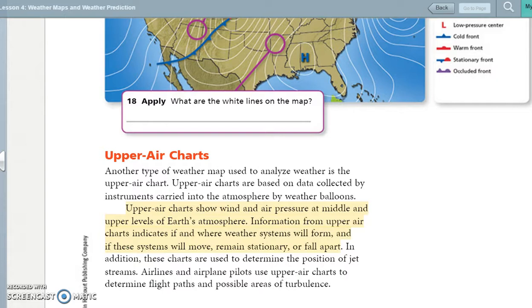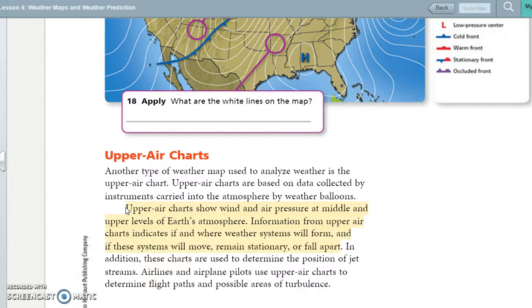All right, down at the bottom of the page, it talks a little bit about upper air charts. I think I mentioned in the last screencast that it was important not only for us to gather information at the ground level, but that we also needed to gather information further up in the atmosphere. There's several reasons for this. Once you gather the information, the weather map that you make about what's going on higher in the atmosphere is called an upper air chart.